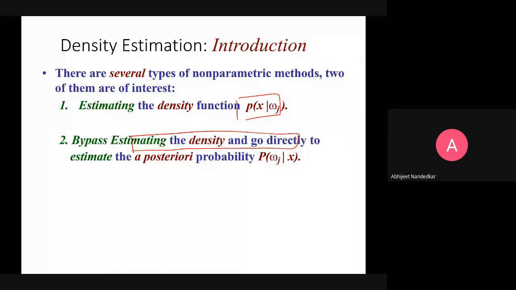Now there are two ways, as we have seen broadly, that we estimate the density function for the likelihood. So this is my likelihood. I am estimating the density function for x in all the classes. So this will be the probability density function of x given omega 1, omega 2, omega 3. So how many classes do I have? I have to estimate my value of the probability density function in all those classes.